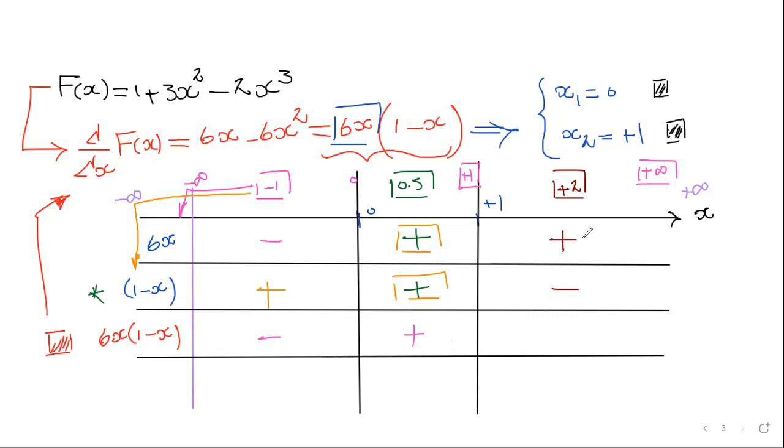For example, you choose +10, still you have 1 minus 10 is -9. It is still negative. Now, as a final conclusion, the product of these two, plus times minus, gives you a minus number. Then I got the expression of my derivative, 6x times 1 minus x.